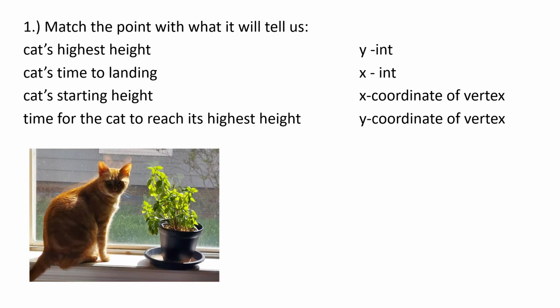Okay, so match the point with what it will tell us. So we have our star of the show, the cat. Now that's not on the cat tree. I could have taken a photo on the cat tree, but that's a nice photo, sniffing a basil plant. Maybe she's going to jump off the windowsill. We'll see. All right. So this is matching, like, what might I be asked to find and which point on the graph would that be?